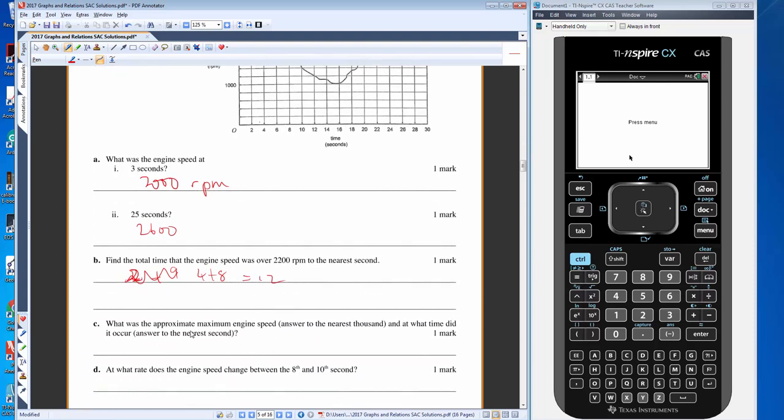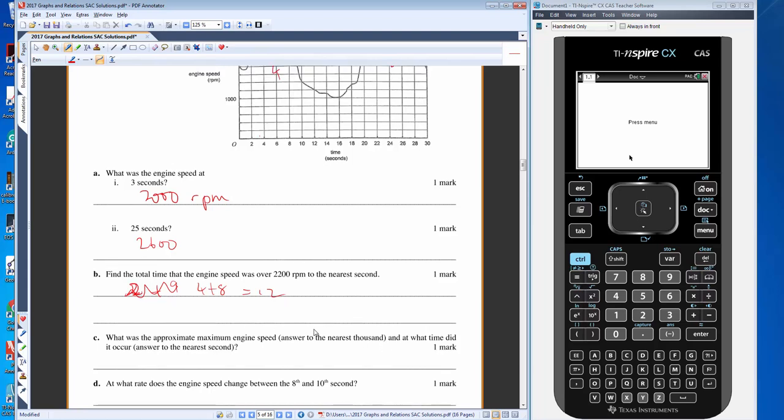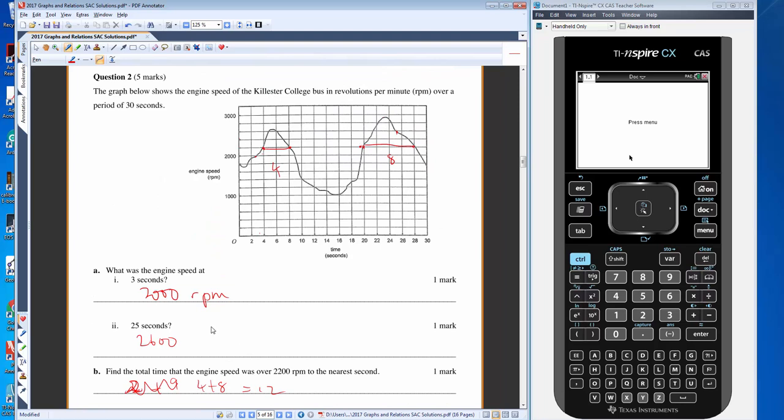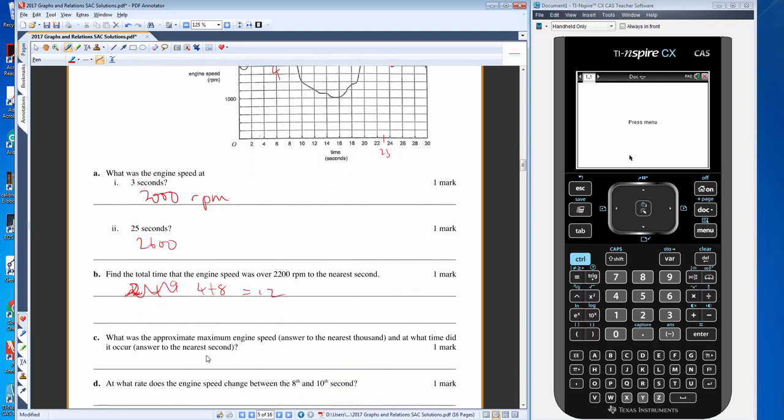Okay, the approximate maximum engine speed, answer to the nearest thousand, and what time did it occur, answer to the nearest second. So here is where the engine speed gets to its highest amount, so it was at 23 seconds, and to the nearest thousand would be the middle of 2800 and 3000, which is 2900. So the answer needed to be specifically 23 seconds and 2900 RPM. Okay, half each for those.